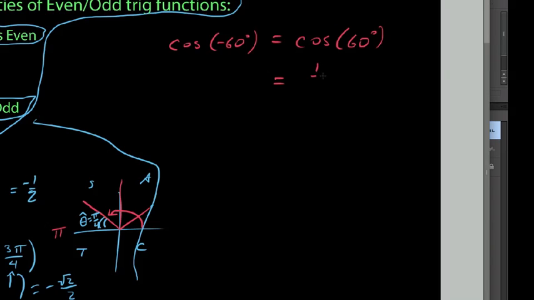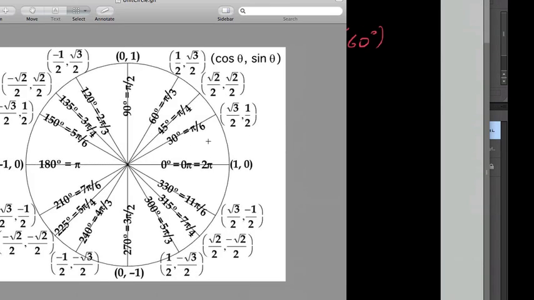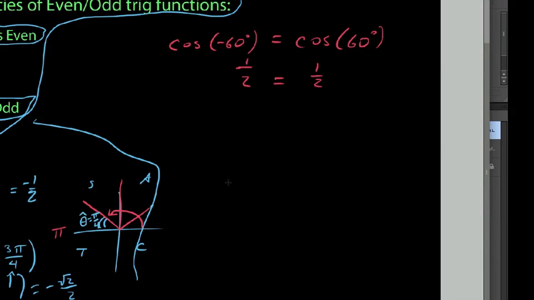Well, cosine of 60 is a half. So we say, well, then this must have been half also, 1/2. We could check this on the unit circle. If we would have gone 60-degree rotation counterclockwise, look at the x value here, we get a half. If we would have gone 60 degrees in a clockwise fashion, which is a negative 60-degree angle, you still get an x value of a half.